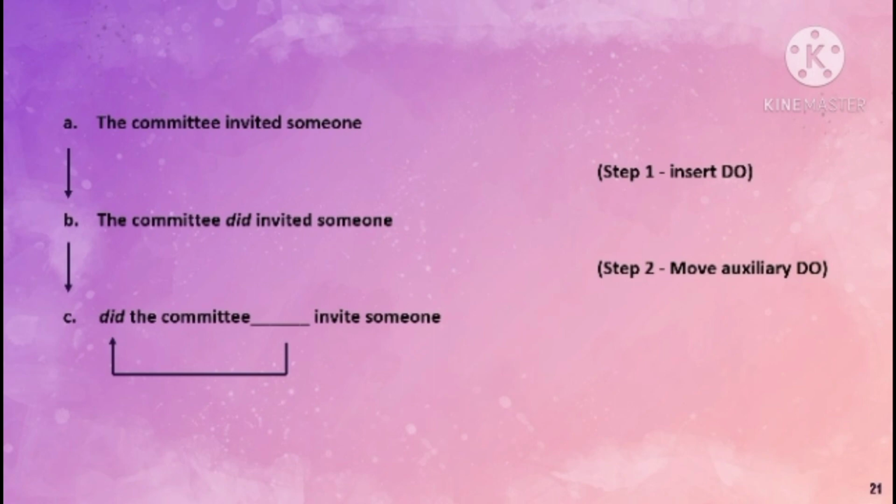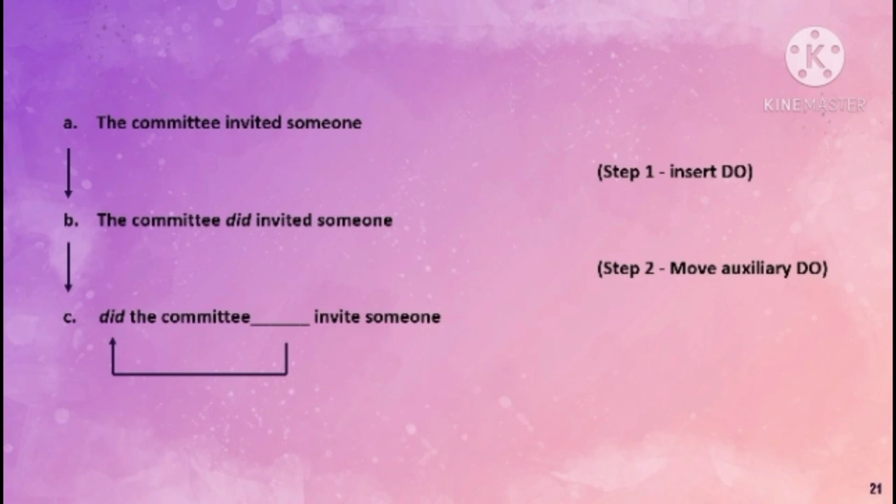So we are going to insert the word do beside the word invited because the word do will act as an auxiliary, or the helping element of the verb invited. If I'm going to read the sentence that already has the word do, it will be: the committee did invite someone. It became did instead of do because our verb is in the past tense.